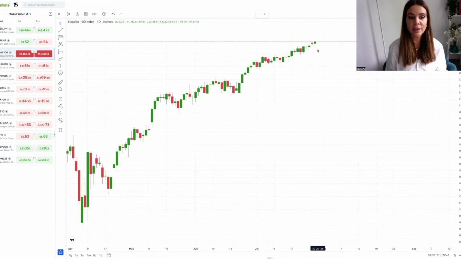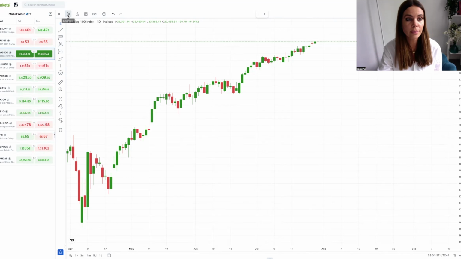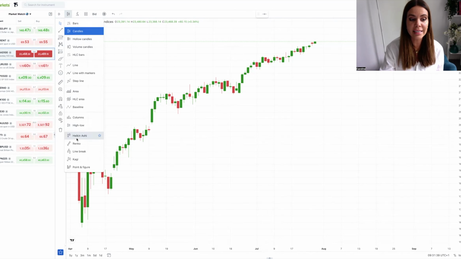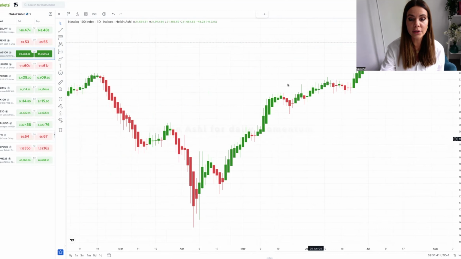So on all the time frames that I look at, I am looking at price action. But on the day chart, I also look for a few other things as well. So on Thinkmarkets, do you see this little candle symbol here? This represents normal candlesticks, which we've got up at the moment. But I like to always check the daily momentum. So I use Heikin Ashi.